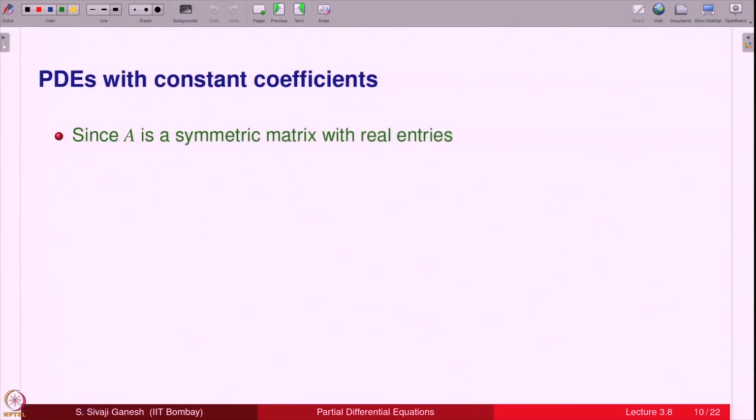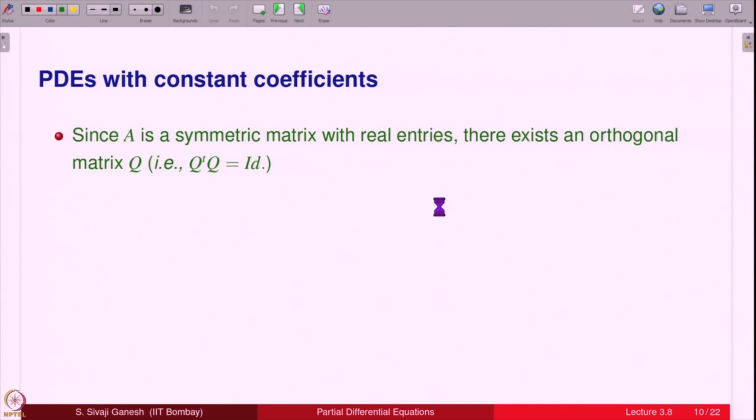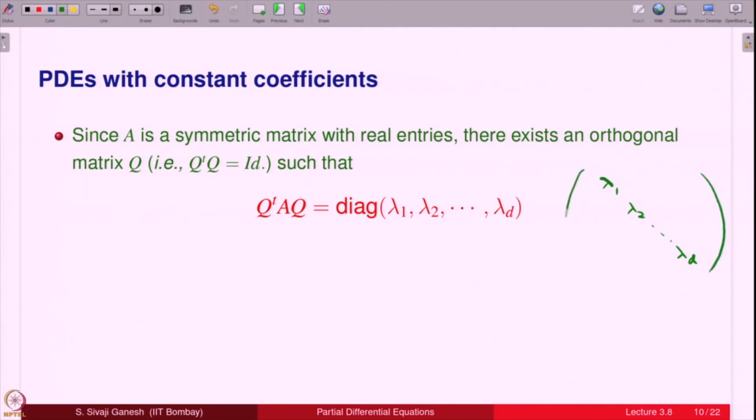Now, since A is a symmetric matrix with real entries, there is an orthogonal matrix Q. What is an orthogonal matrix? Q transpose Q is identity. This stands for transpose. With what property? Q transpose AQ is the diagonal matrix with entries lambda 1, lambda 2, up to lambda d. Here diag just stands for lambda 1, lambda 2 and so on on the diagonal entries, it is a d by d matrix. Everywhere else it is 0, that is what it stands for. So, a symmetric matrix is diagonalizable with an orthogonal matrix as this similarity transformation.